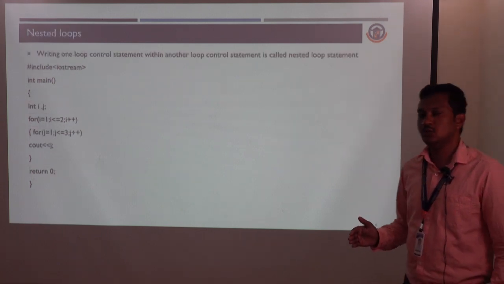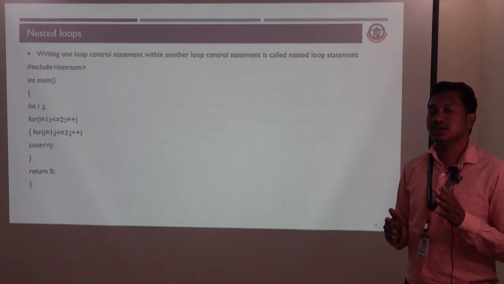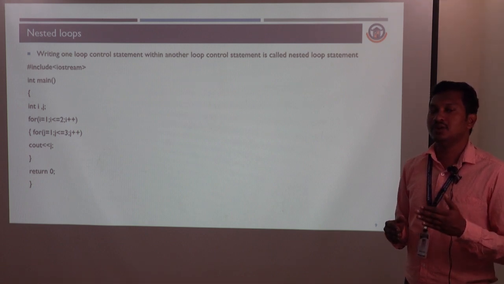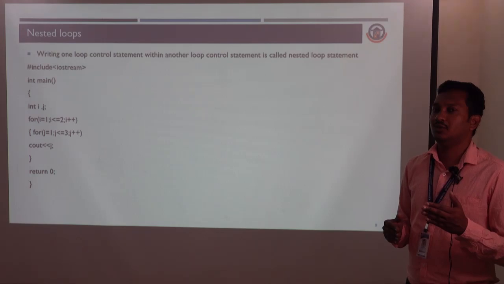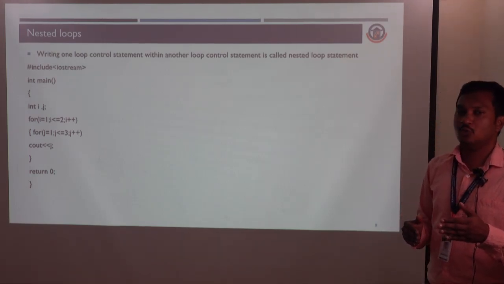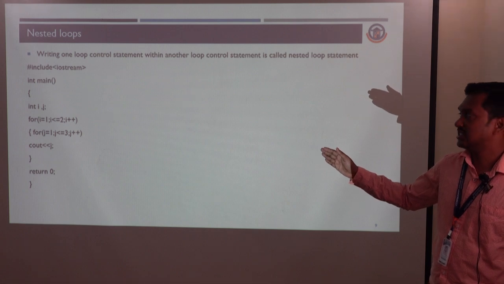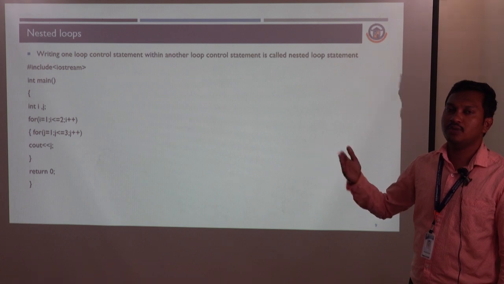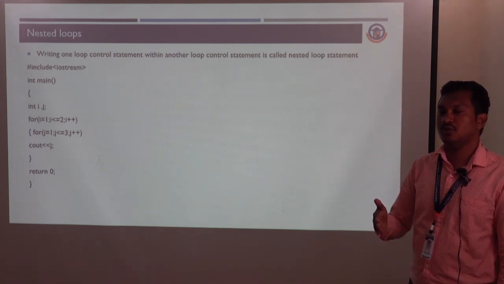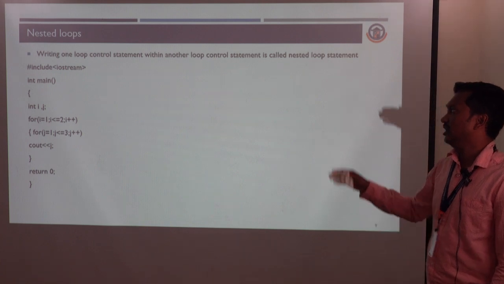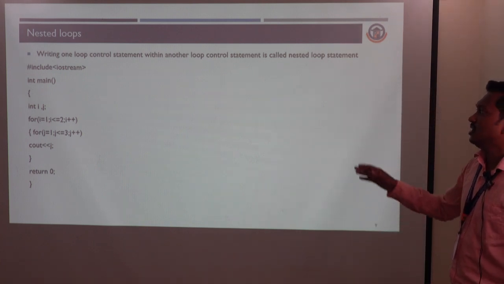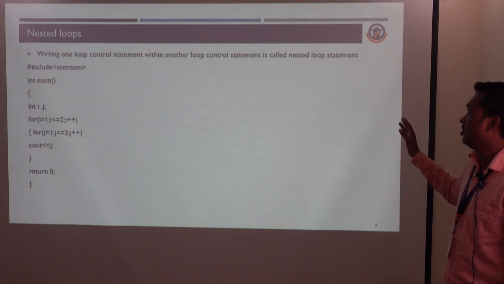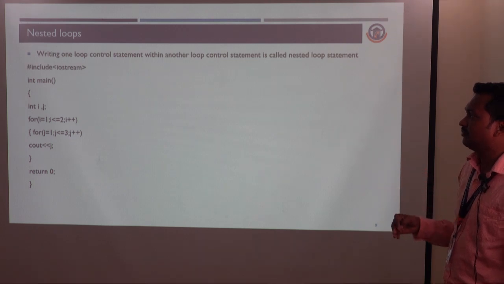Nested loop. First we have to know the word meaning for nested. Nested is nothing but more number of statements coming under one loop. That is the concept of nested loop. For example, if we take a for loop, more number of for loops inside one more for loop, that is the concept of nested loops. Writing one loop control statement within another loop control statement is called a nested loop statement.